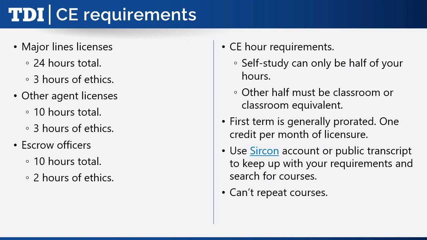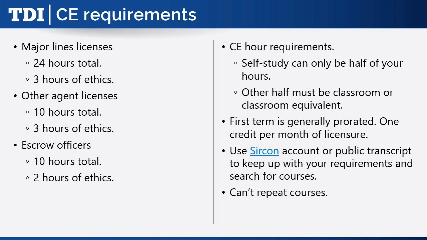This next slide explains CE requirements. Most licenses regulated by TDI require 24 hours with at least 3 of those courses in ethics. This means 24 hours total, not a 27-hour requirement. And this requirement is going to be for what we call the major lines license. So that includes general lines licenses, personal lines licenses, if you're a life-only agent, if you're an adjuster, or if you hold a managing general agent license.